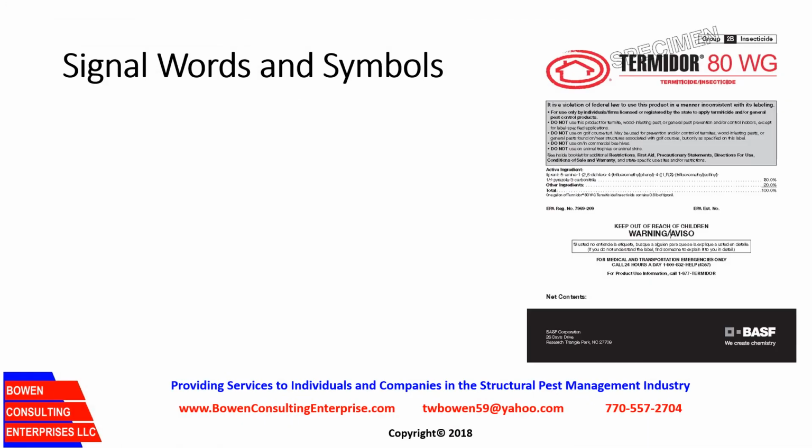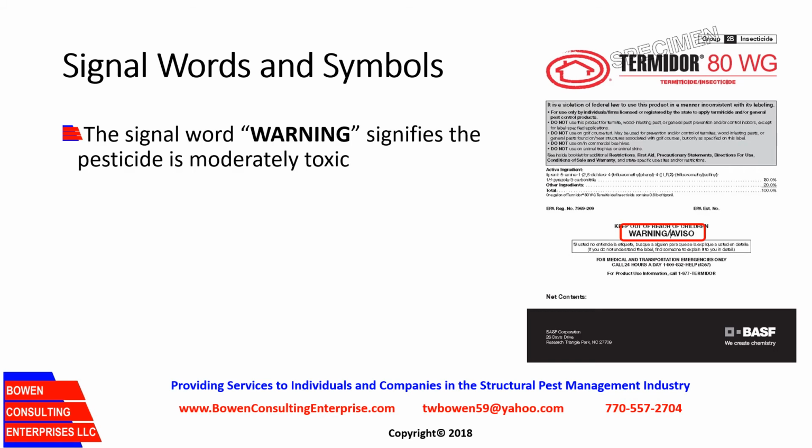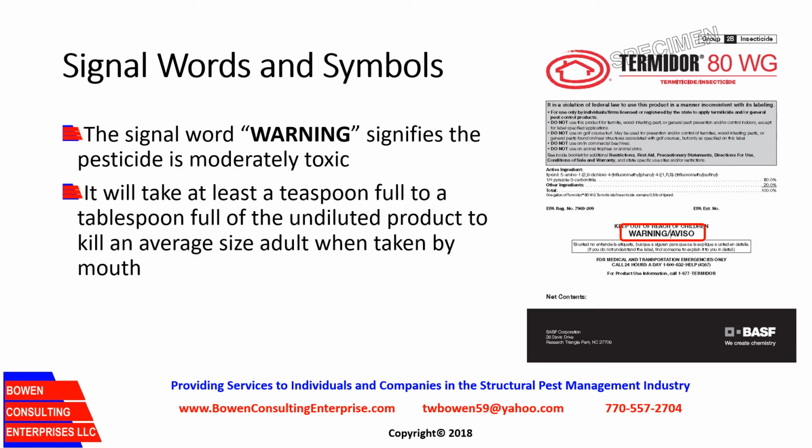The signal word warning signifies that the pesticide is moderately toxic. If an average-sized adult were to ingest this pesticide by mouth in its undiluted form, it would take at least a teaspoonful to a tablespoonful to kill an average-sized adult, quite a bit less than products that have the caution signal word. The signal word warning is not accompanied by any symbols.